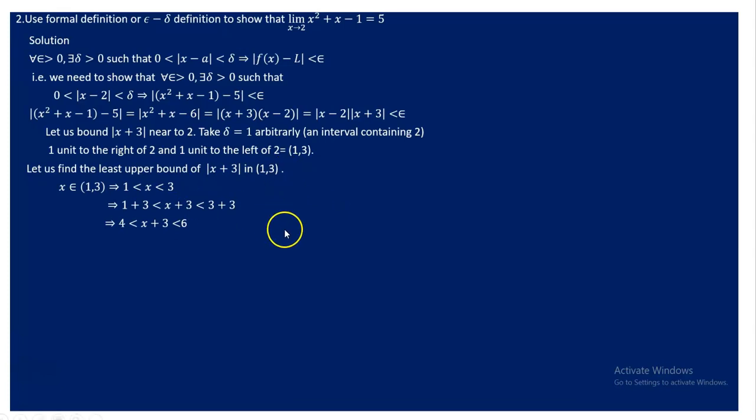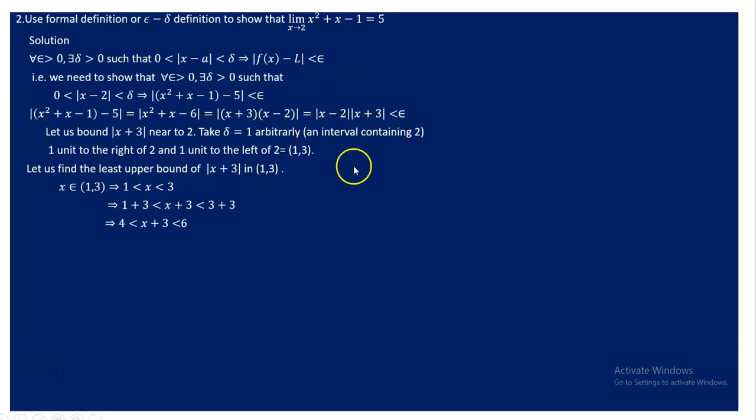So what have you obtained? Look, as you are approaching number 2 within an interval of 1 to 3, students, you are not out of this, because your analysis is done approaching number 2. So within this territory, the maximum value for absolute value of x plus 3 is 6. It can't be away from that, it can't be out of that. So the upper bound for this is now known, okay?